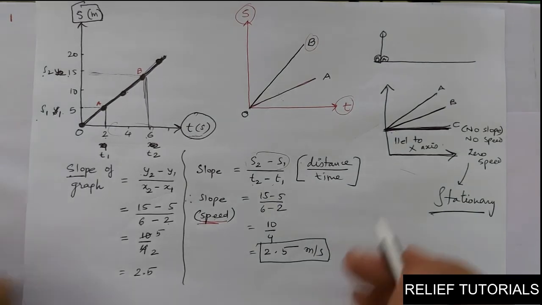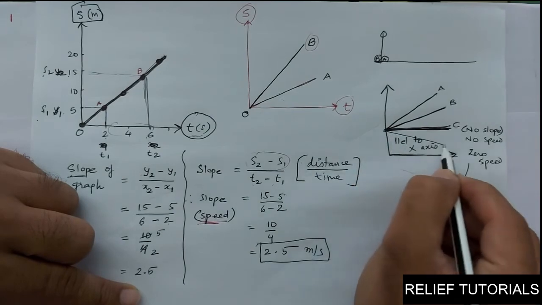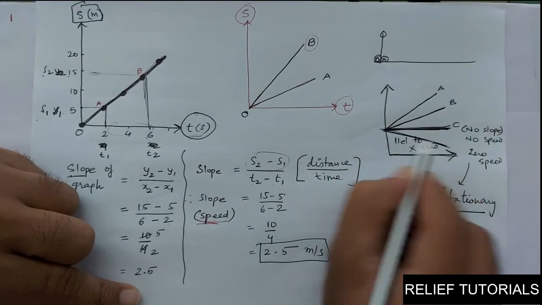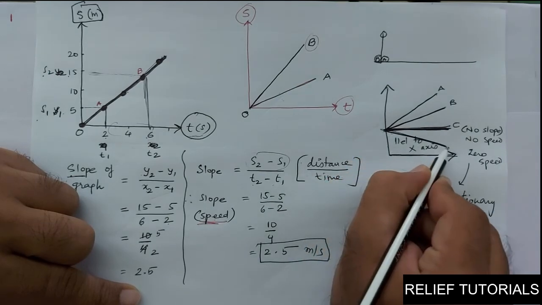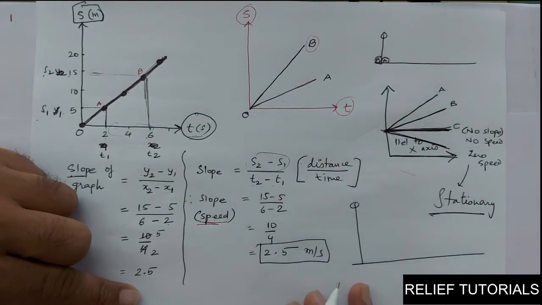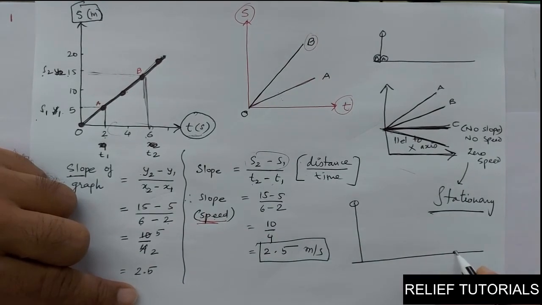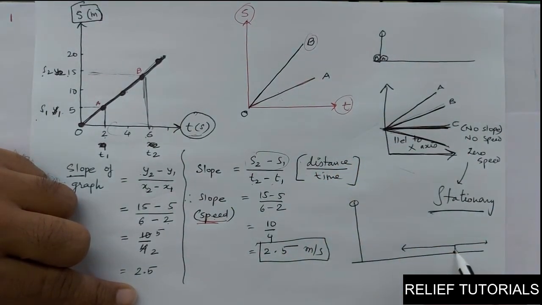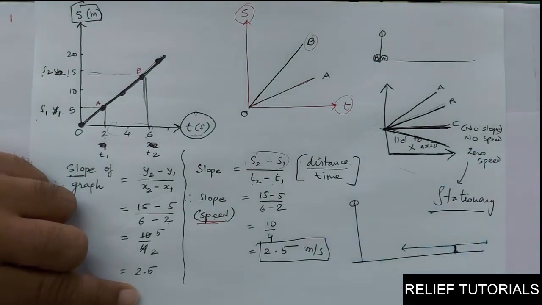Is that clear? So if I say the graph is like this, as we already discussed, it means the particle is coming towards the reference point. If I say this is the reference point, you are here, and the particle is coming towards you, then the graph goes downwards. If it goes away from here, the graph goes like this. If it remains here, the graph is horizontal.